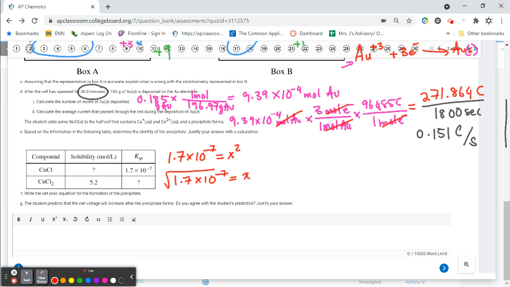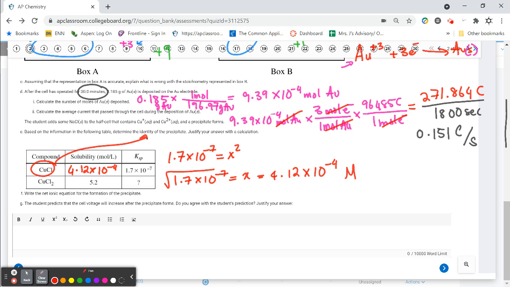Let me see what it is. The square root of 1.7 times 10 to the negative 7 gives me 4.12 times 10 to the negative 4 as my molar solubility. Okay? This is going to be molarity. 4.12 times 10 to the negative 4 is much smaller than 5.2, and therefore copper 1 chloride will precipitate out first. This will precipitate out first.